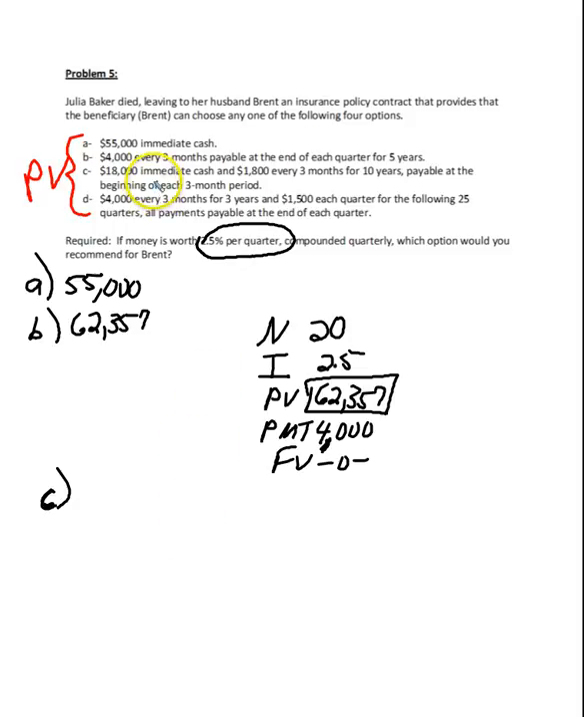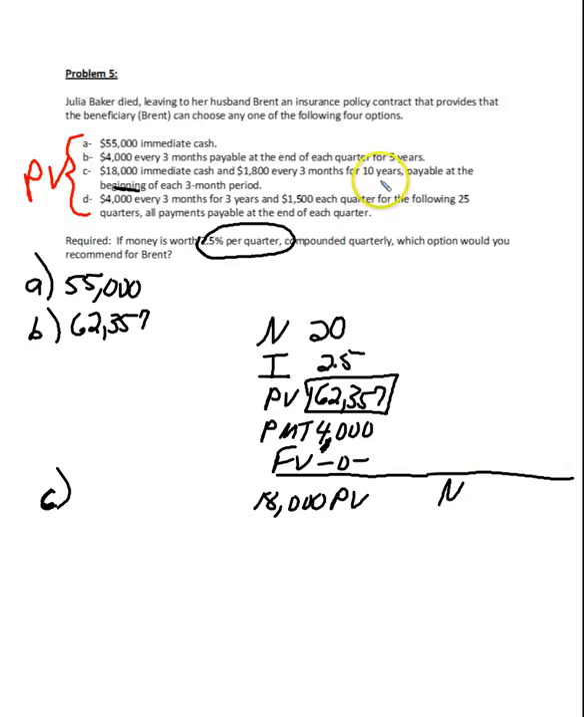On C, we have immediate cash today, and then we have $1,800 every 3 months payable at the beginning. So we have 2 cash flows going on. We have one lump sum, $18,000 today, but we also have an annuity. So we need to figure out the present value of the annuity.